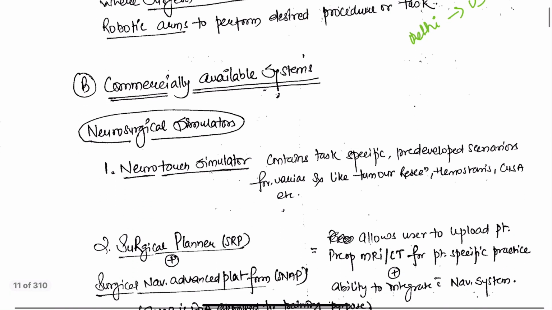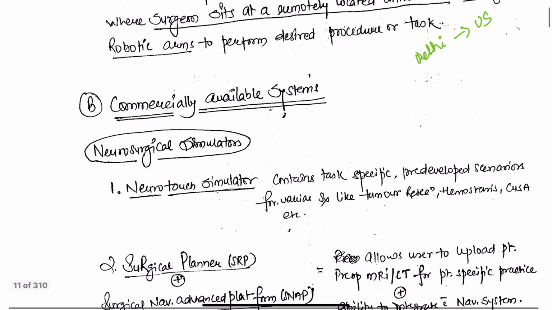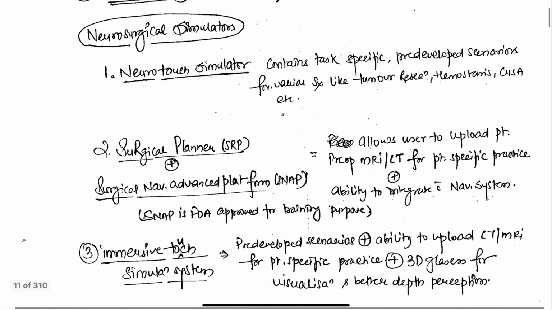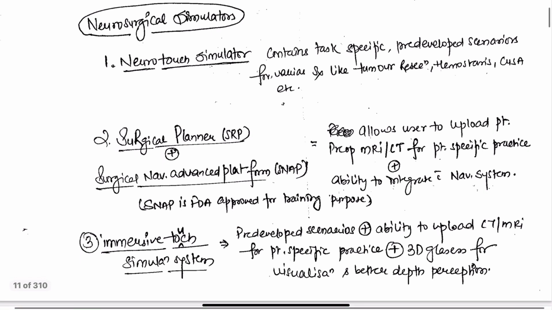Now coming to the next part of the question. You were told what a simulator is and what robotic surgery is. What are the commercially available neurosurgical simulators? One is the NeuroTouch simulator. NeuroTouch is task specific, with only pre-developed scenarios present in it, for various tumor resection, hemostasis, using an ultrasonic aspirator, etc.